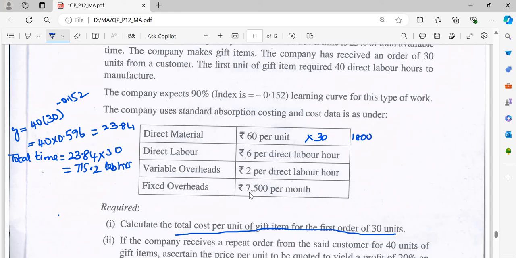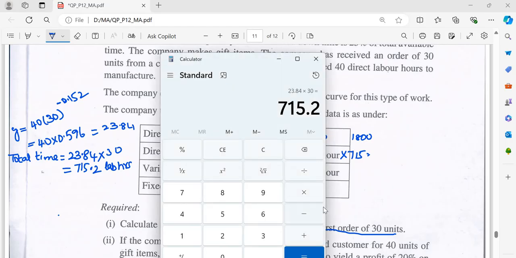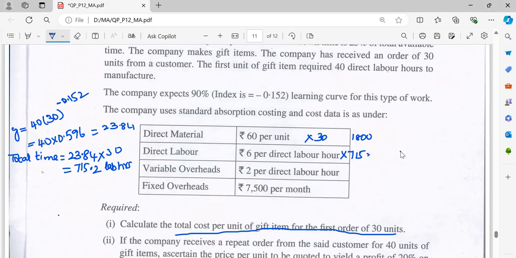Here 6 per direct labor hour. So how many labor hours we are incurring? So I am taking 715. 715 into 6, that means 4260. Here 2 into 715, that means 1430.